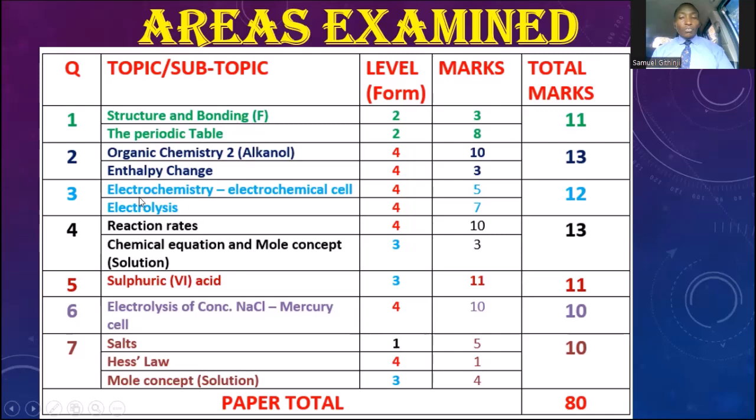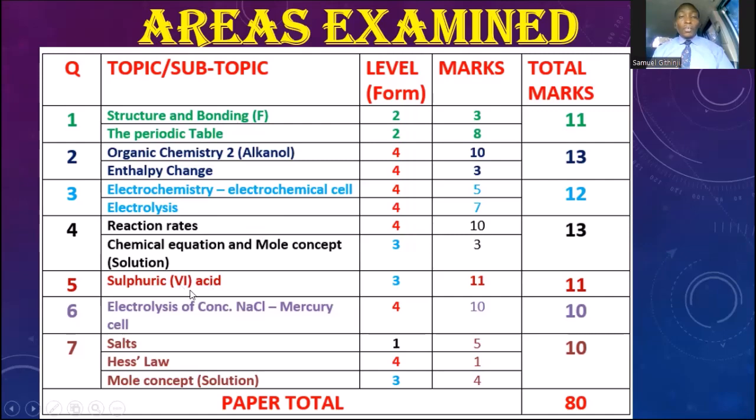Question 3, electrochemistry. Yes, electrochemistry. And basically it was talking about electrochemical cell, then electrolysis, which is part of the electrochemistry, and that is form 4 work by student. Then question 4, rates of reaction or reaction rates, and maybe some 3 marks there from the chemical equation and mole concept. But the bigger portion of question 4 was rates of reaction. Form 4 work and some bits of form 3.